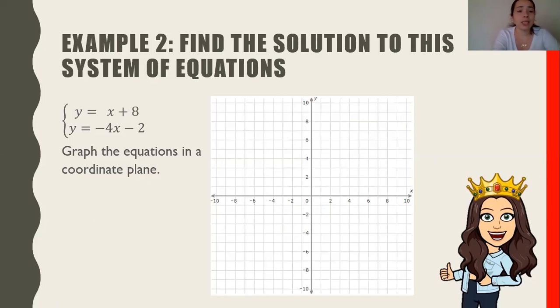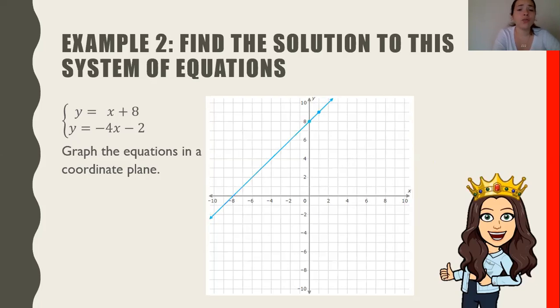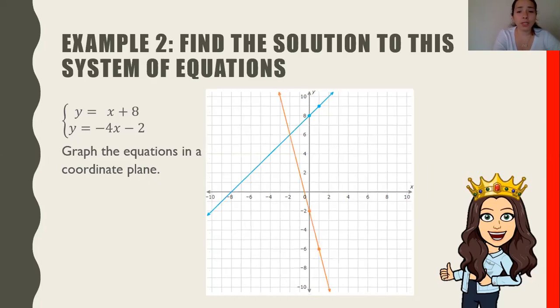So we have y equals x plus 8, y equals -4x minus 2. You go ahead and graph it. So the first one being graphed is y equals x plus 8, and it looks like this one, like the blue line. Then I'm going to graph y equals -4x minus 2, and that'll look like the red line. And again, I need to find the solution.